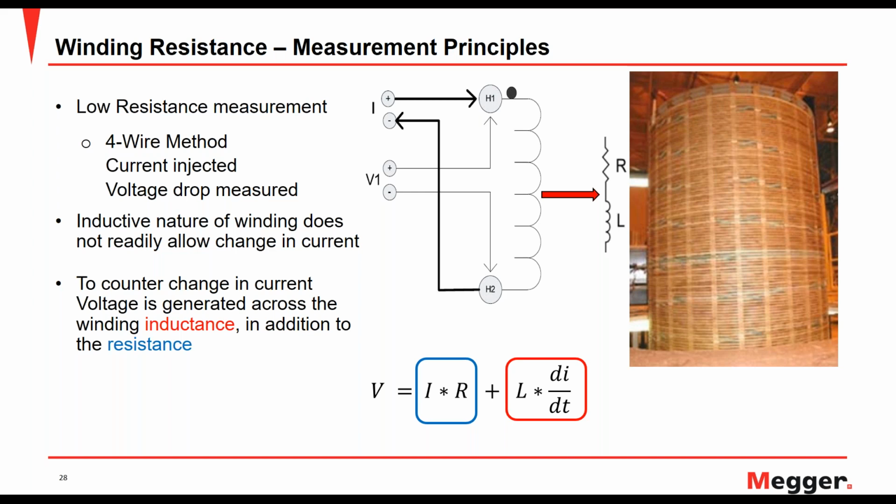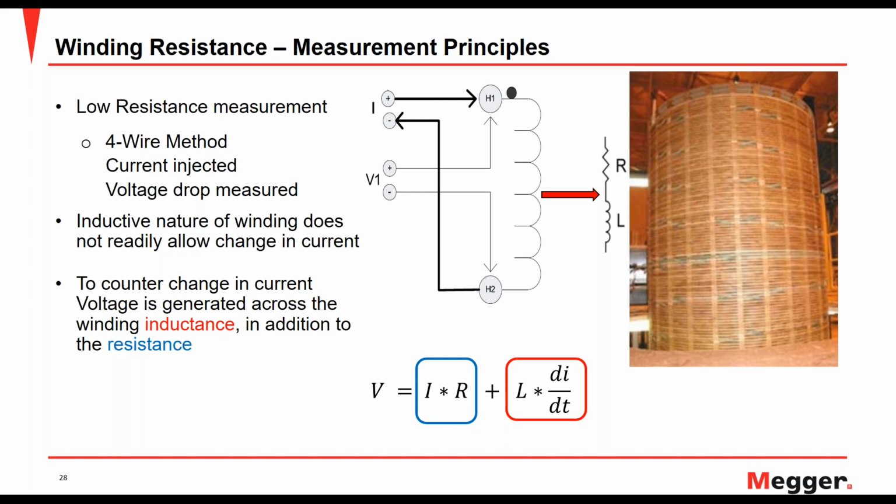So winding resistance measurement, at the fundamentals, is a low resistance measurement. And to make a good low resistance measurement, it's important that a 4-wire method be used. In that 4-wire method, we have 2 leads that inject current into the test specimen. So in this case, we have 2 leads that would inject current into the transformer winding, and the other 2 leads would measure the voltage drop across the winding.